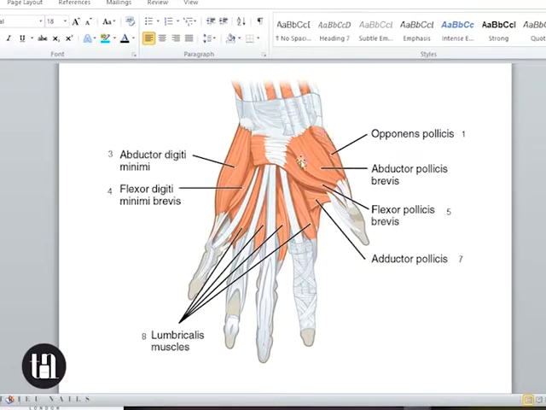So in your thumb, you have these three almost layers. The opponens pollicis is this bottom layer of the thumb. The abductor pollicis brevis is the middle, and the flexor pollicis brevis is this part here. The adductor pollicis is the muscle in between your thumb and index finger, and the lumbricals muscles are all here. So they are as they show, and they point to specific parts of the muscles of the hand. So please remember that. Please take note of the list and pause the video if you need to digest this.